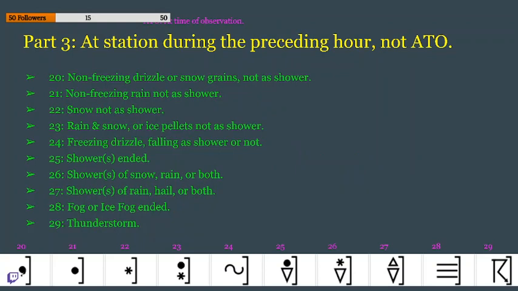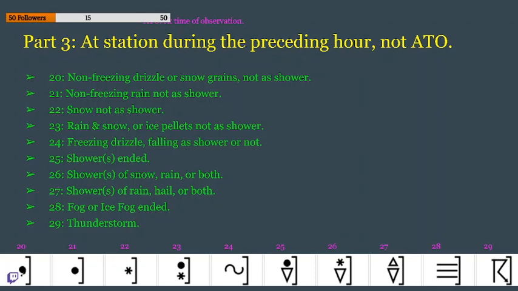So, on from that. Part 3. This is at station during the preceding hour, not ATO. Number 20 is non-freezing drizzle or snow grains, not falling as a shower. 21 is non-shower, non-freezing rain. 22 is non-shower snow. 23 is rain and snow or ice pellets, not as a shower.